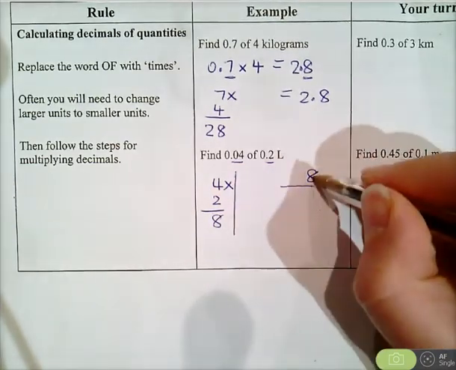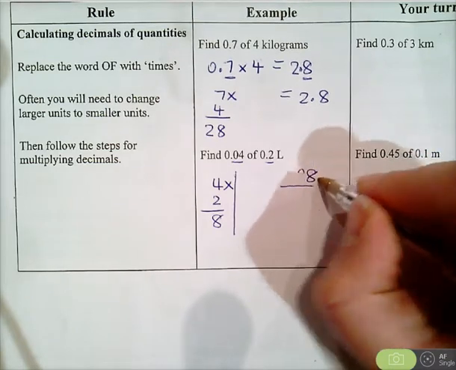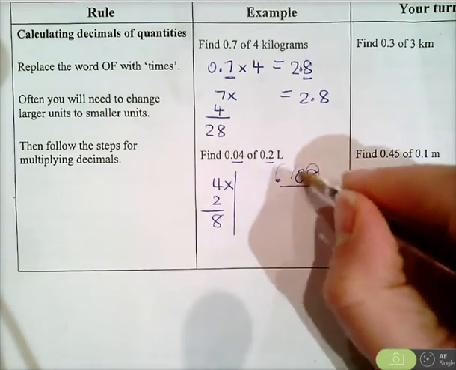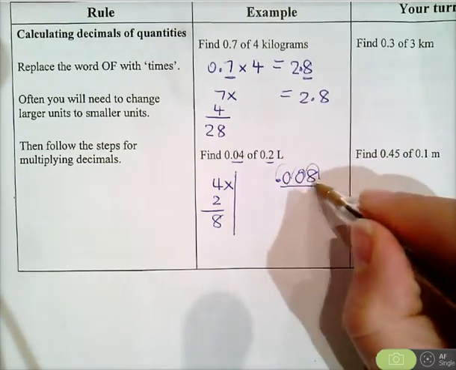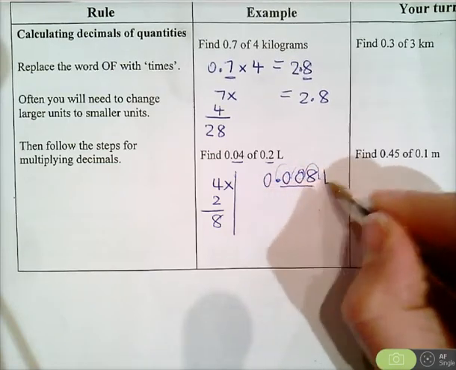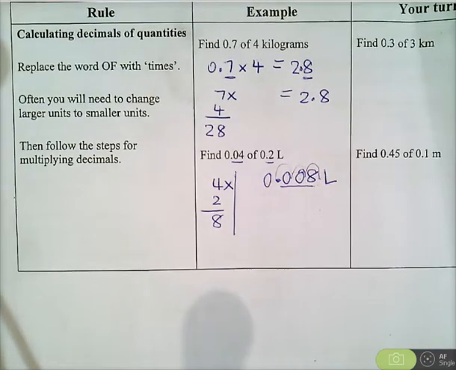This is a little bit tricky. I've got 8. At the moment the point's here. So I go back 1, 2, 3. I want 3 digits. And my answer, now I've got 3 digits. My answer is 0.008 litres. Now, there is an easier way to do this.